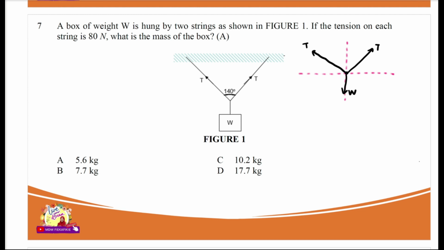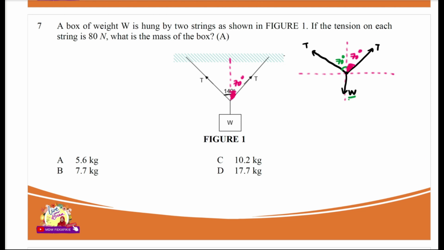So for the angle, since here is 140 degrees, that means this is 70 degrees. So I will label it here. So this is 70 and another one is also 70. And then, since this object is in static equilibrium, not moving, total Fy is equal to 0 and total Fx is equal to 0.